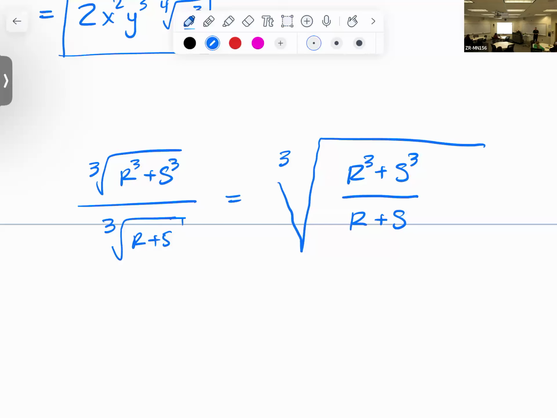The r's and s's are cubed already. This is over addition, so I cannot cancel. There might be another technique. I definitely can't just cancel r and r, or s and s. You cannot cancel across addition.